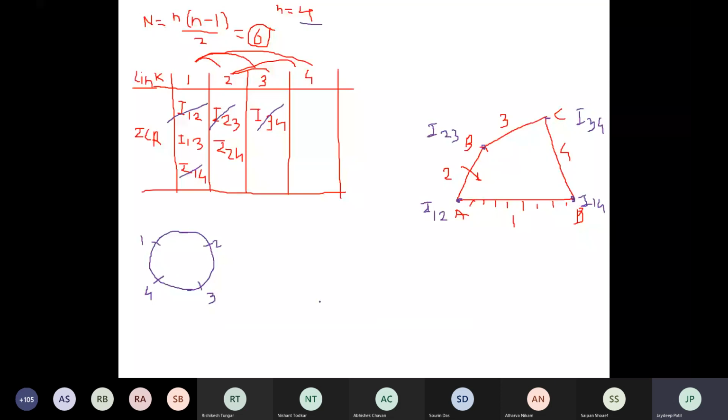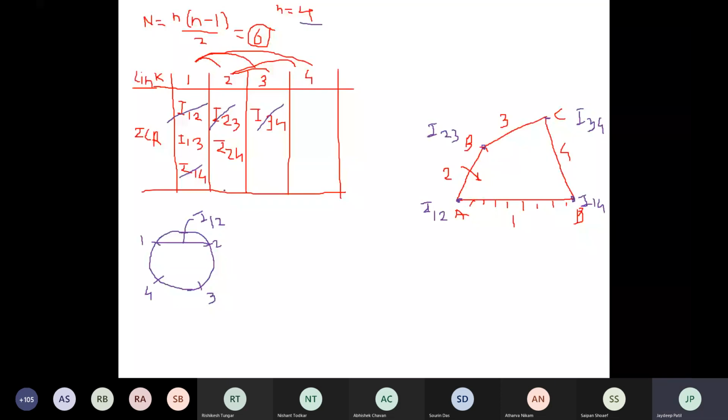We know the intersection of link 1 and 2 is your ICR I12. Intersection of link 2 and 3 is your ICR I23. Intersection of link 3 and 4 is your ICR I34. Intersection of link 1 and 4 is your ICR I14. Correct? Whichever ICRs I found in the figure by inspection, you have to join that line. I12 means intersection of 1 and 2, so you have to join this line. This line says it is ICR I12.